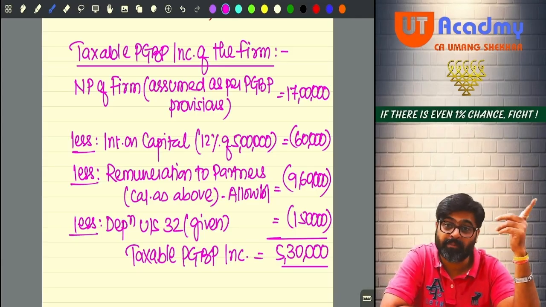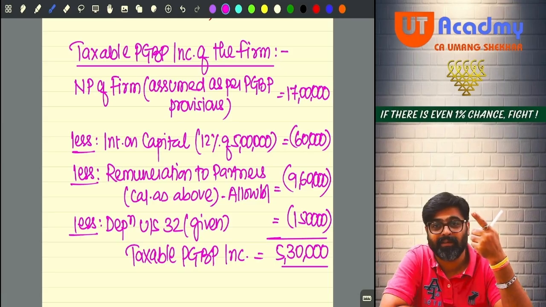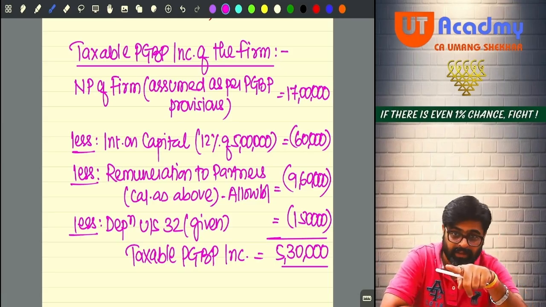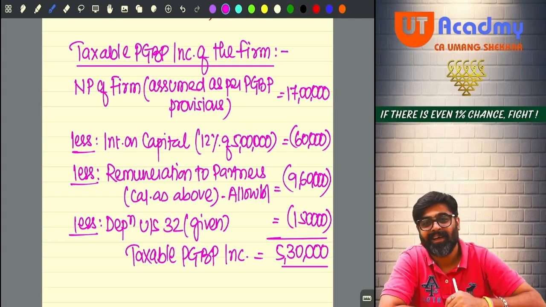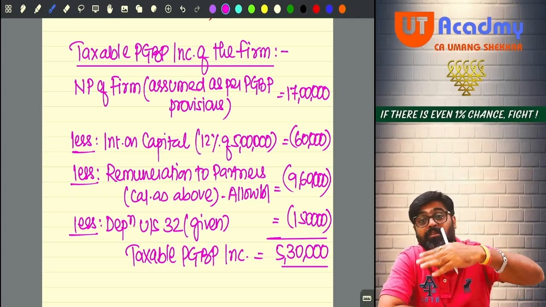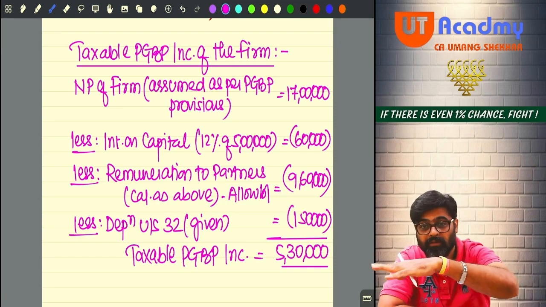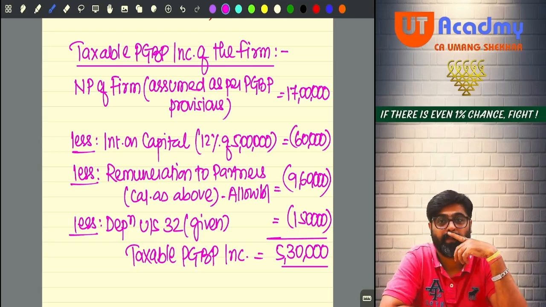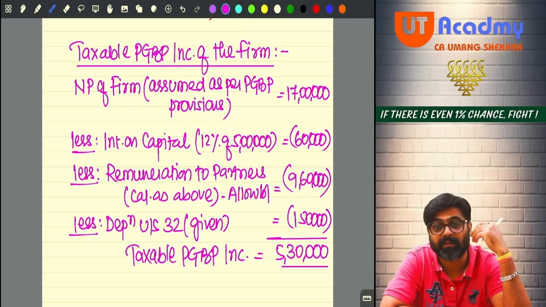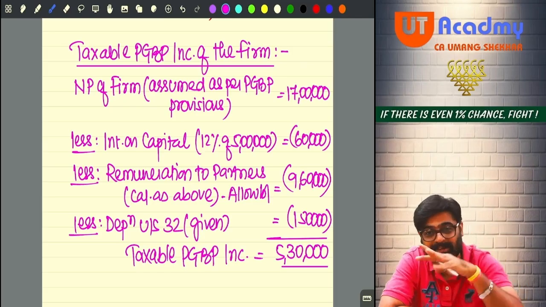One from the point of view of the partner will also be made. These two and this extra, third. How much is the book profit of the firm? 4 options. How much is the allowable maximum limit of remuneration? Second, 4 options. Third, how much will be the taxable PGBP income of the firm? This one. And last but not the least, they will ask you how much will be the taxable remuneration in the hands of partner. Getting my point? 2 marks each, 8 marks.